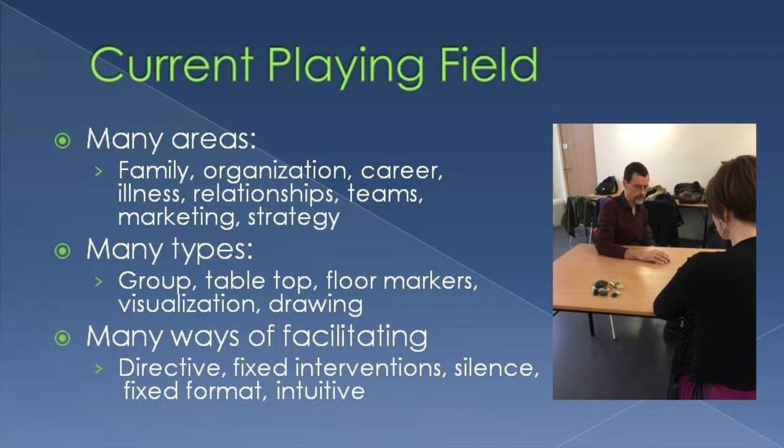And there are many ways of facilitating. You still have the people that have the directive facilitation style, moving people around, asking people to stand somewhere, bringing in new representatives and making them say words. You also have these fixed interventions, like, if there's something wrong with the father and son relationship, we need to say these words, these sentences, we need to bow and do this. You also have people working in silence, almost silence or complete silence. I also work with that, doing constellations in complete silence. There are fixed format or structured constellations. There is like, we have these elements and we place them like this and then we do this exercise. It's very, very powerful. And we also have the more intuitive facilitation, that's the one I like a lot, of course.